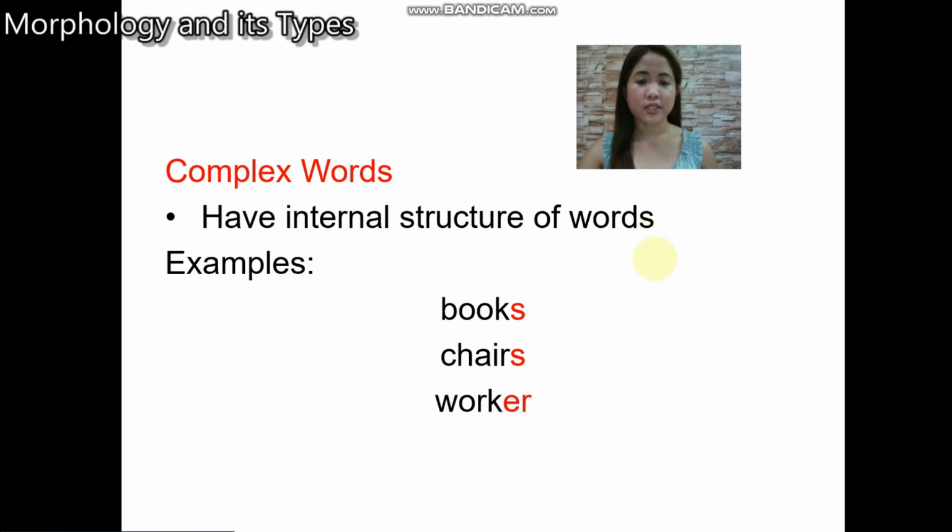Let's have these examples: books, chairs, and worker. If we try to split these words into morphemes, we may have book as one morpheme and another morpheme in the S form. Then we have chairs. Chairs has two morphemes. The first morpheme is chair, and the second morpheme is the S form. Then we have the word worker. Worker has two morphemes. The first one is work, and the second morpheme is the ER form.